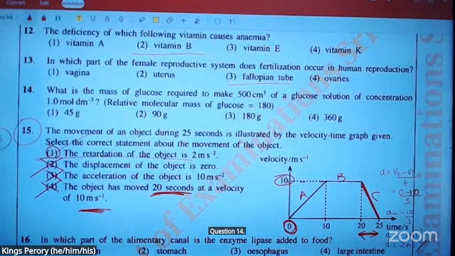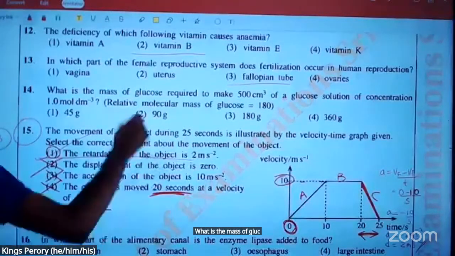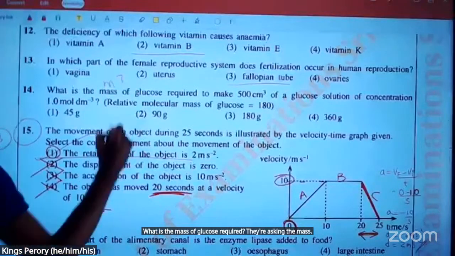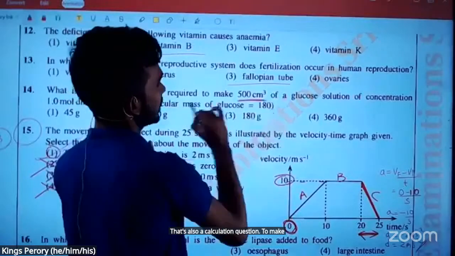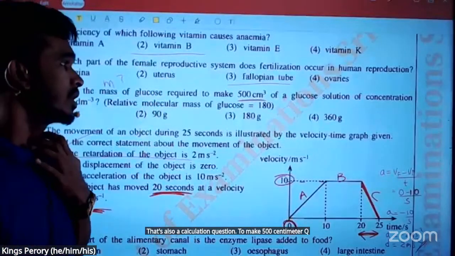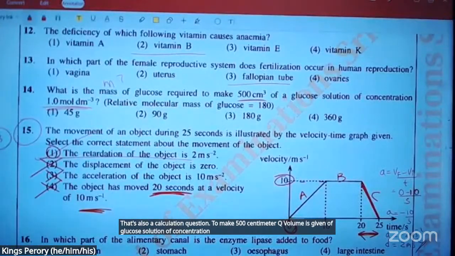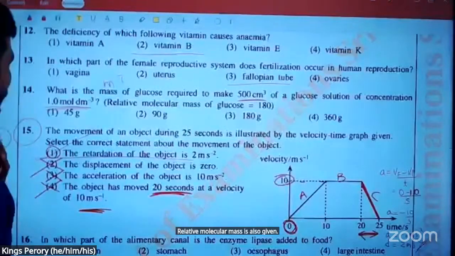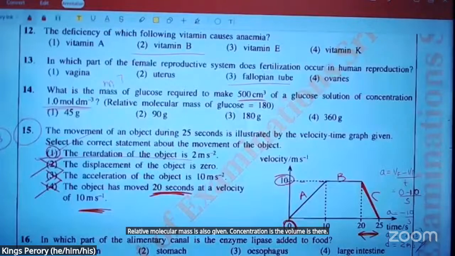Question 14. What is the mass of glucose required? They are asking the mass. That's also a calculation question. To make 500 centimeter cube, volume is given, of glucose solution of concentration 1.0 mole per decimeter cube. Relative molecular mass is also given. Concentration is there, volume is there. C is there, V is there.